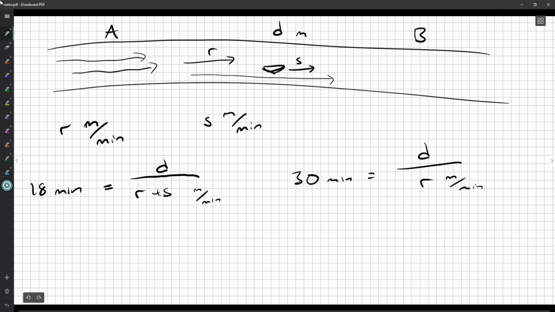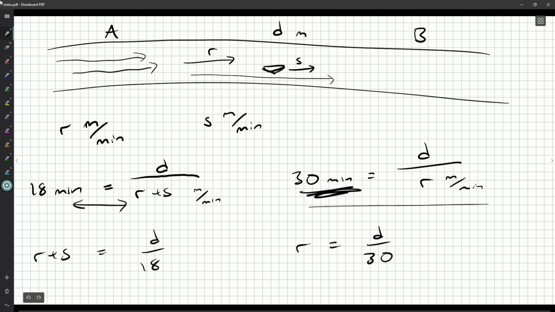Okay, so what can we do? We can multiply by R plus S on both sides, divide by 18. We can rearrange this to get R plus S is D over 18, and this equation over here can be rearranged to R is D over 30. So instead of solving for time, we're actually solving for our speed. Okay, so R plus S is D over 18, R is D over 30.